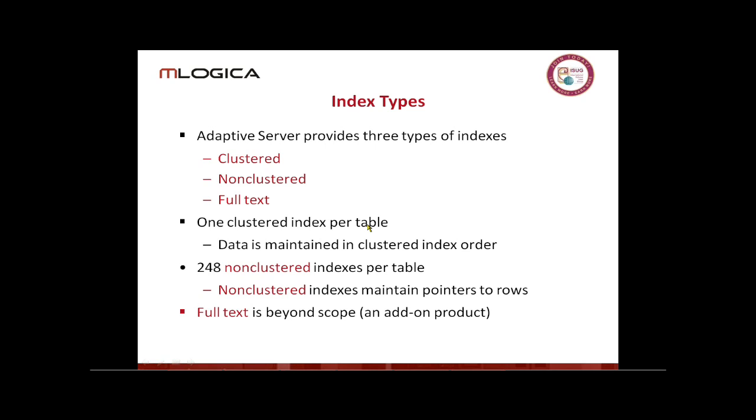We have up to 248 non-clustered indexes. Why do we have up to 248 non-clustered indexes? Well, one of the things that we're going to find is that the data can only be sorted one way. Because we can only sort the data one way, we're only going to have 1 clustered index. We need a way of accessing the data that's not sorted.